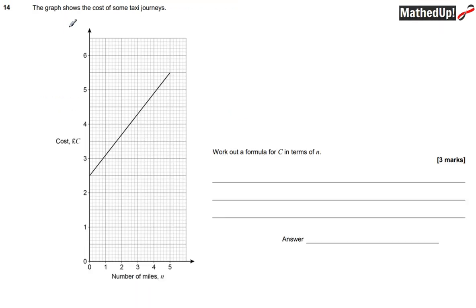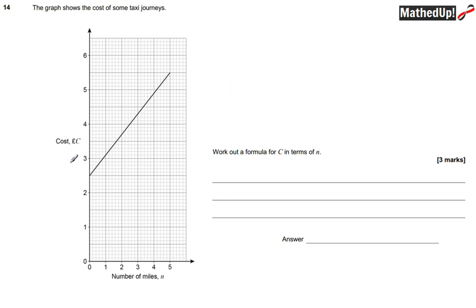Question 14. The graph shows the cost of some taxi journeys. We need to work out a formula for C in terms of N. Okay, so we can see this is a straight line, and we know that we can write a straight line in the form y equals mx plus c, but in this case y is our cost C pounds, and x is the number of miles, which is n.